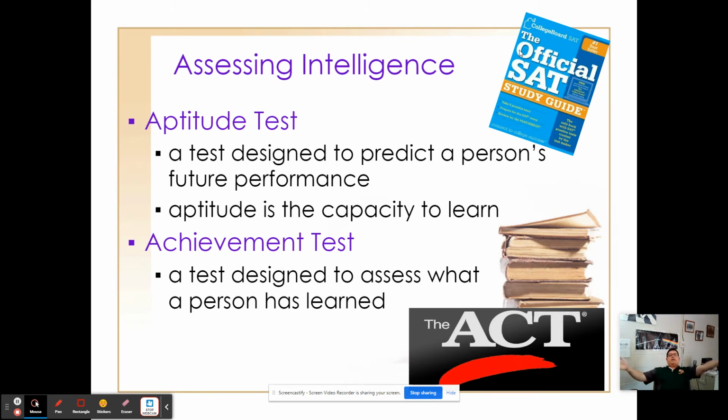All right. How do you guys get tested besides at school? Two major tests that you'll be exposed to, especially if you're going into college, which I hope many of you are pursuing: an aptitude test versus an achievement test. Aptitude tests are designed to predict your future performance, basically the capacity to learn. An achievement test is designed to test what you know. The SAT, the Scholastic Aptitude Test, is just that. The ACT is an achievement test. It's designed to assess what you learned.